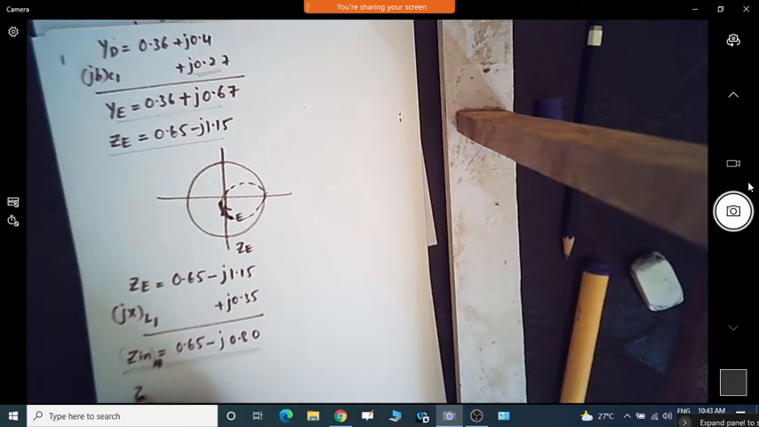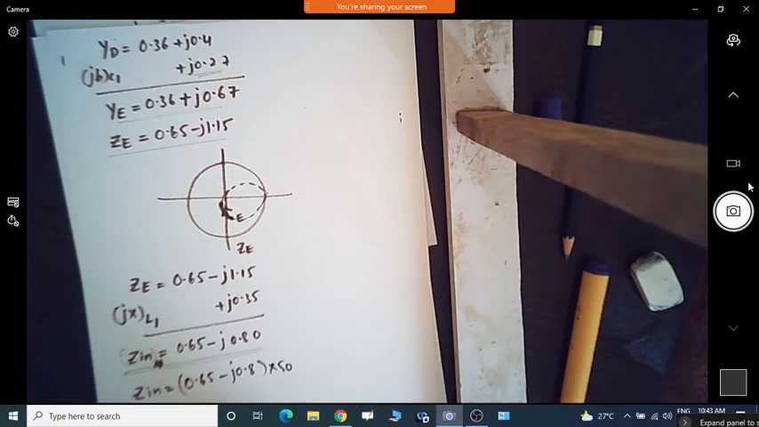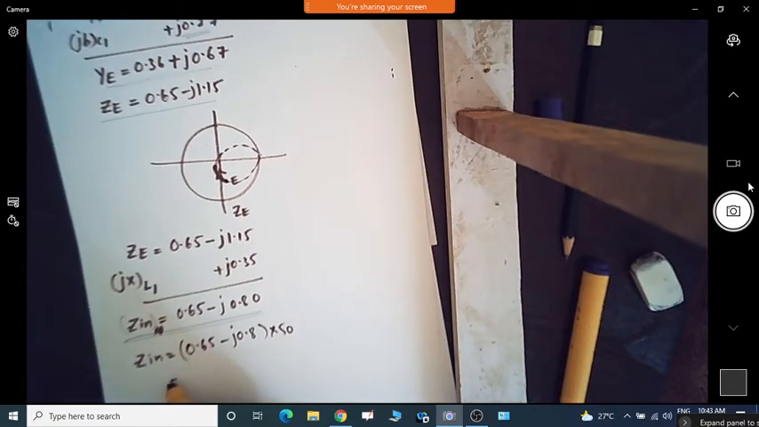Now if you want to get the absolute value, you have to multiply with the characteristic impedance, which is 50. Okay, so if you multiply by 50, how much are you going to get? Just calculate it.